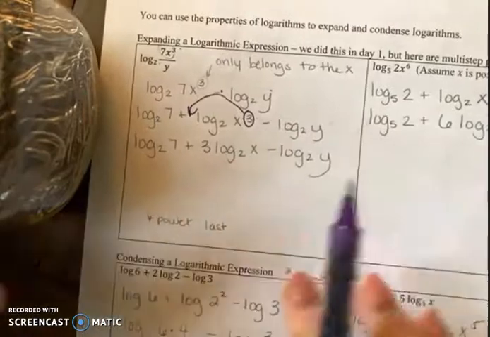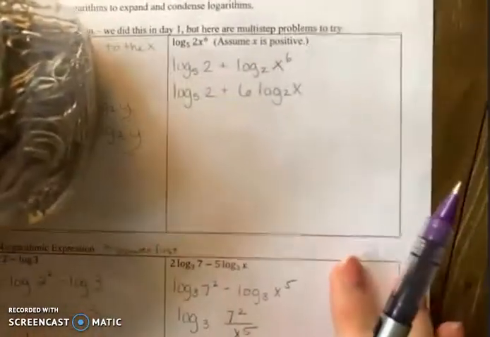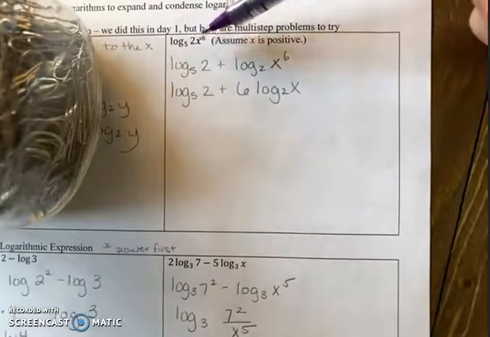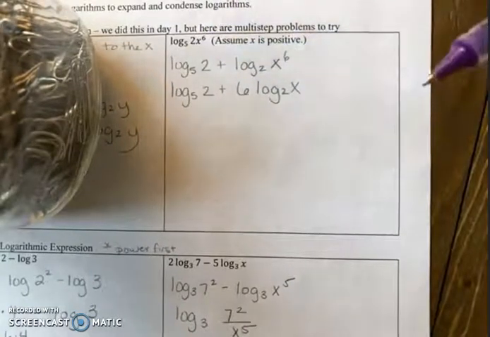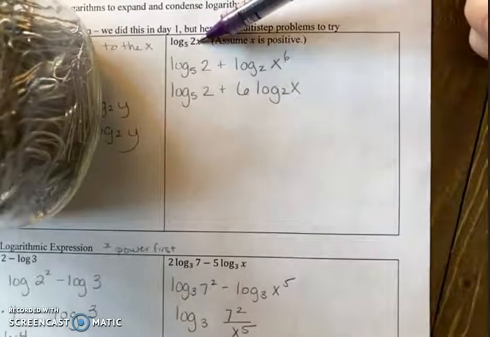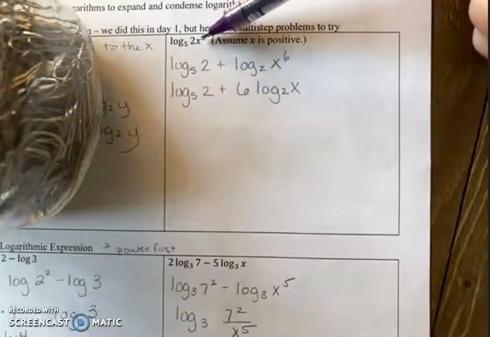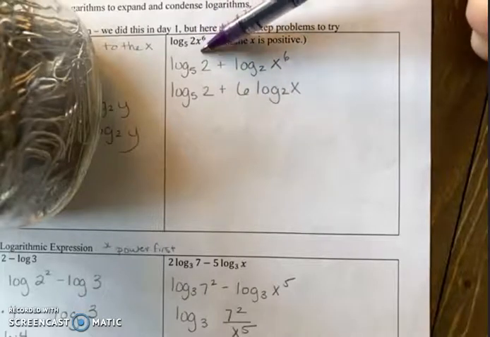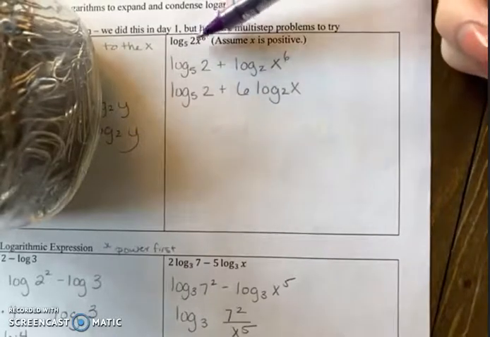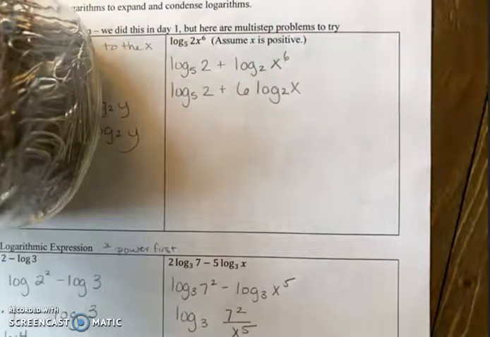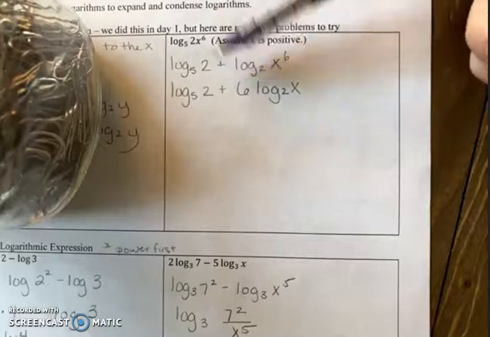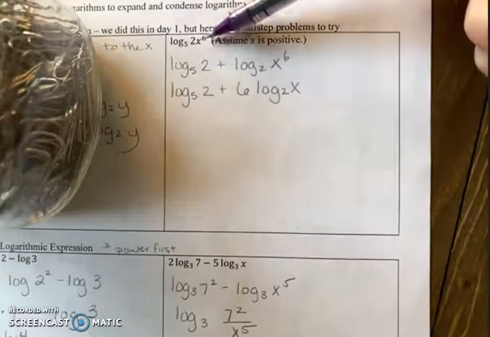Keeping that in mind, we're going to take a look at the next example. We have log base 5 of 2 times x to the 6th power. That 6 only belongs to the x term. If it were to belong to both of them, there would be a parentheses around this, and there's not. So big picture is we have 2 times x to the 6th power. I need to use product property, which means we have log base 5 of 2 plus log base 5 of x to the 6th power.